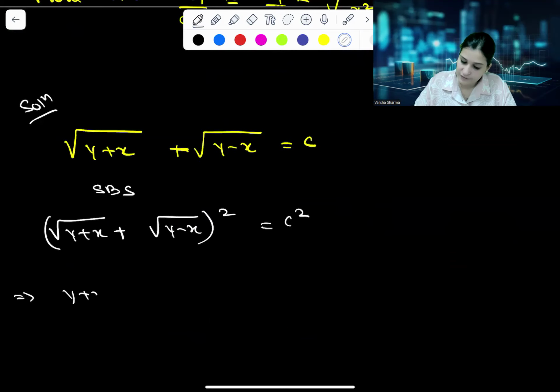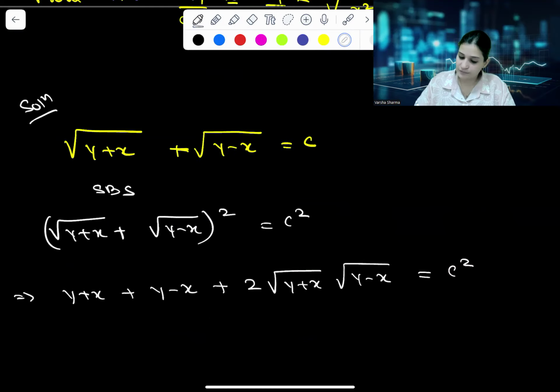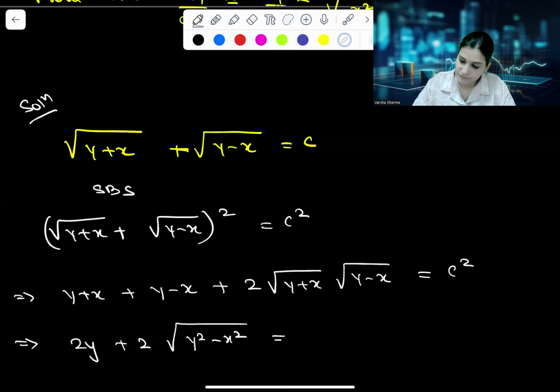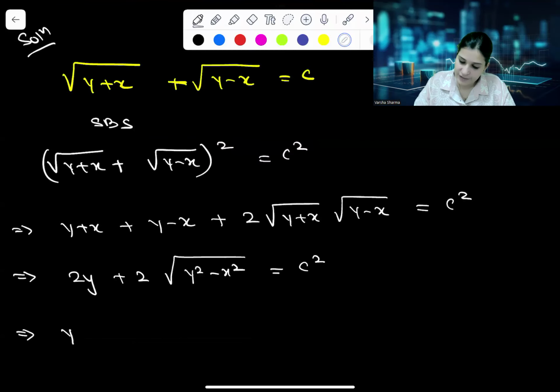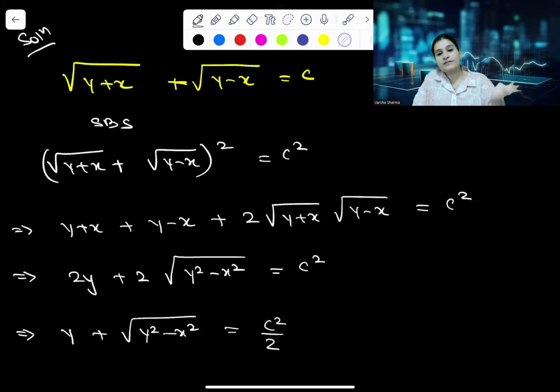So, a square plus b square plus 2ab equals c square. So 2y plus 2, I can multiply them, a square minus b square. Can I divide everyone by 2? It becomes a little easier. Why did I do that? So that when I differentiate, 2 also becomes 0. It becomes a little simpler.